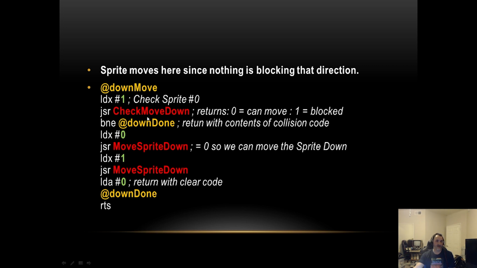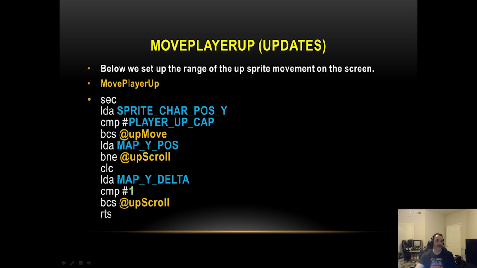And down here, same thing. We're just checking the sprite down movement here, and we're ready to move the sprite down, which continues from the one we were at earlier. Okay, now moving player up, similar again. Below we set up the range of the sprite movement on the screen, and we're checking our sprite char POSY, and we're checking the up cap to see how far he can move up before we scroll the screen.